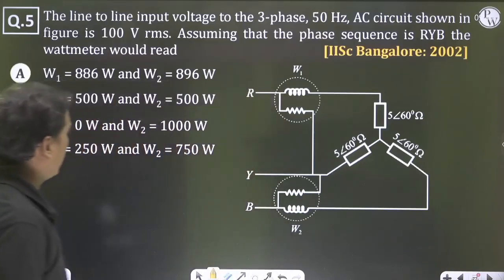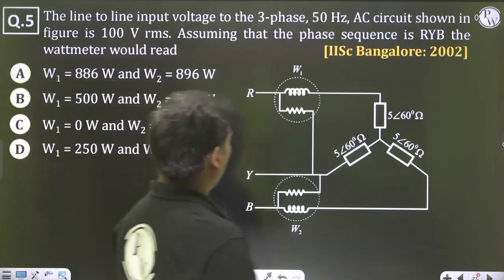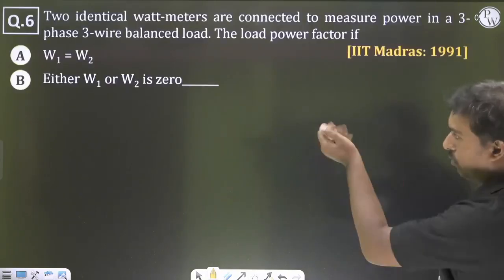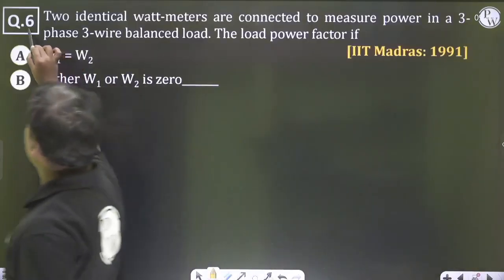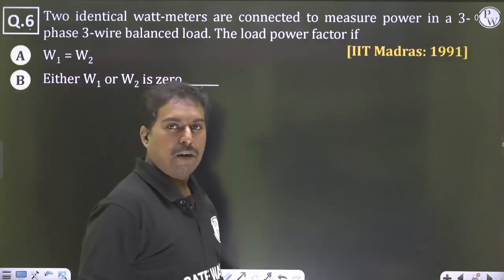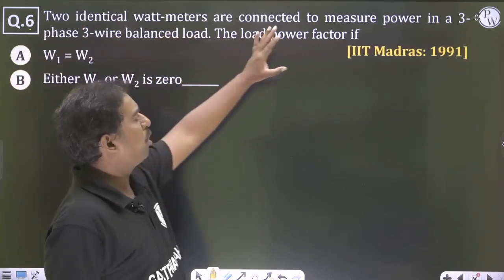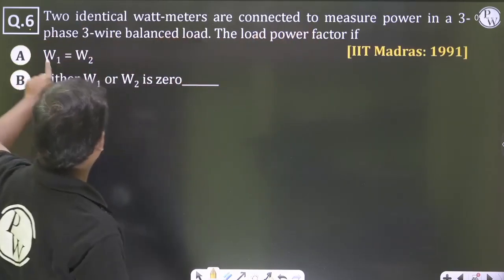Next, how to solve this question? We'll do one thing. First, we'll solve these objectives, and first let us take question number 6. Two identical wattmeters are connected to measure power in a 3-phase, 3-wire balanced load. The load power factor if W1 is equal to W2.